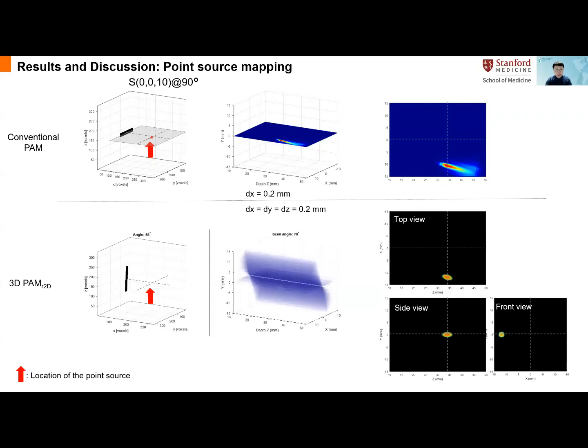In some cases of the conventional method, a pseudo acoustic source appeared as if the point source was on the imaging plane, even though it was out of the imaging plane. On the other hand, the proposed method finds it well in 3D space.